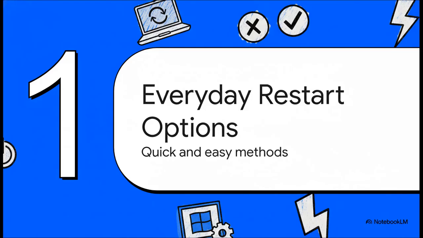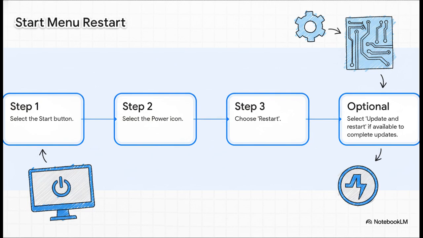Okay, first up, let's cover the basics. These are your go-to, everyday methods that you're probably going to use 99% of the time for a normal, healthy restart. So here's the classic, the one everybody knows. You just click the Start button, head over to that little power icon, and choose Restart. Easy peasy. And hey, if you ever see the option for Update and Restart, definitely pick that one. It's like a 2-for-1 deal for your PC's health.